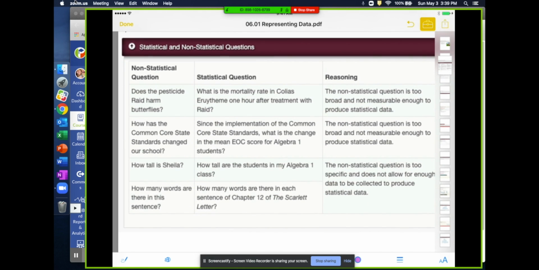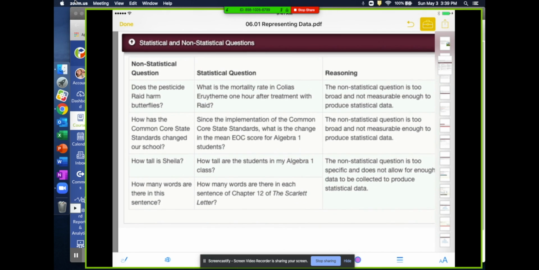So here the lesson gives a really good breakdown on the difference between non-statistical questions and then an actual statistical question. So comparison, and then it gives you the reason. So for example, non-statistical would be, does the pesticide Raid harm butterflies? How has the Common Core state standards changed our school?